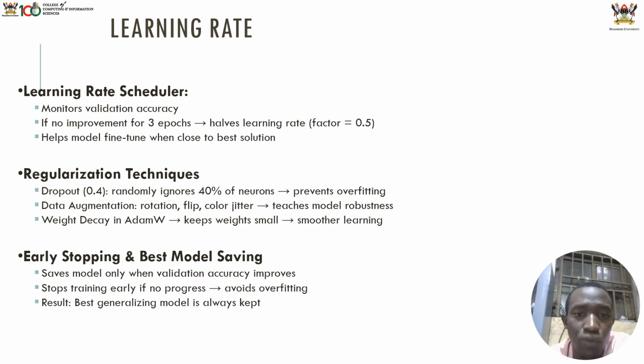So we have the early stopping and best model saving. The model is saved only when the validation accuracy improves, ensuring that we keep the best version. So if there's no progress for several epochs, our training stops early to avoid overfitting. This ensures that the final model is the best generalizing model, and not just one performing well over all the training data.